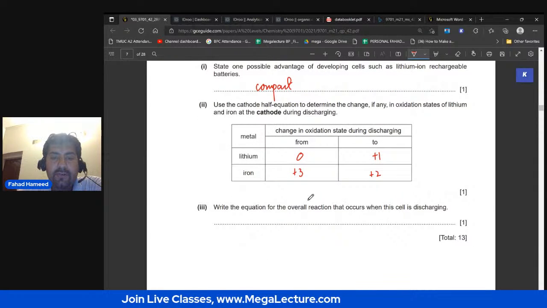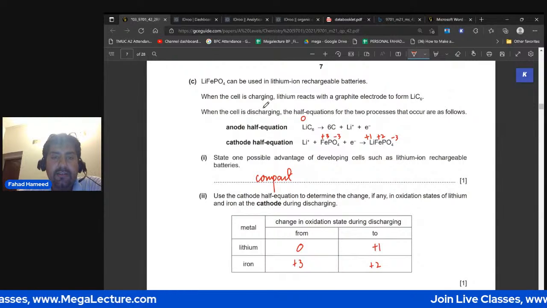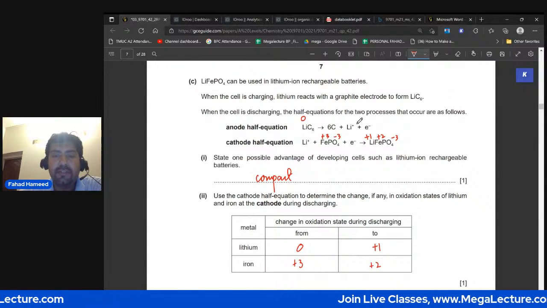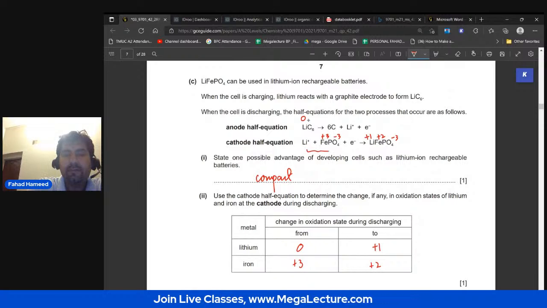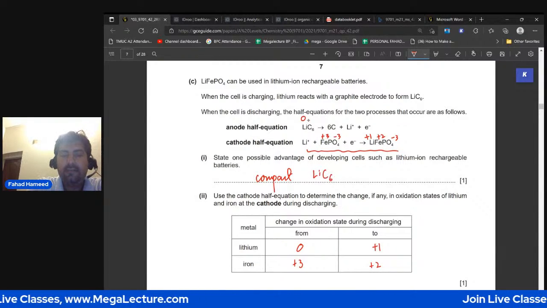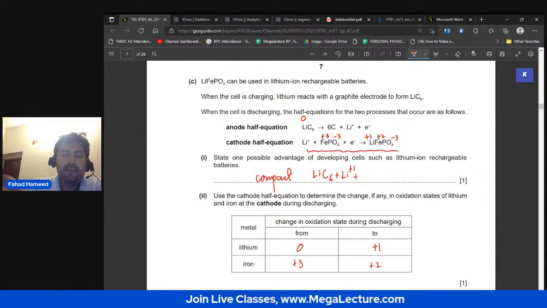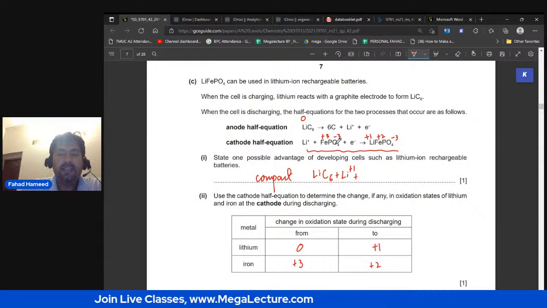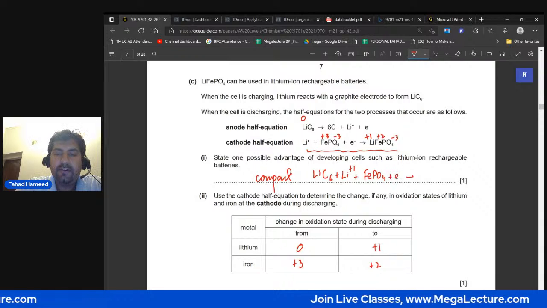Write the equation for the overall reaction that occurs when this cell is discharging. So discharging, you just add up the two equations. So it's going to be LiC6 plus Li+, I guess. And you add up the left-hand equations, it's FePO4 plus electron, that's all on the left-hand side.